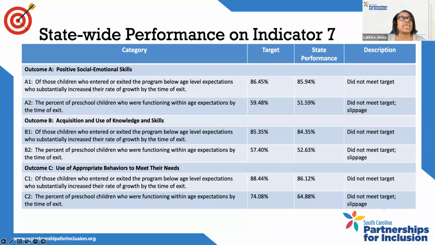So as you can see, you see the outcome A, positive social emotional skills. Remember we talked about outcome B, acquisition and use of knowledge and skills. And we also talked about outcome C, the use of appropriate behaviors to meet their needs. Please note that you have A1, A2, B1, B2, C1, and C2. That relates back to those summary statements. Remember those summary statement 1 and 2. So that's what those are. You have here your target. Let's say for outcome A, for summary statement A1, your target was 86.45%. Your state performance was 85.94, and we did not meet that target. So this chart shows the data that was pulled from the child outcome summary for South Carolina.